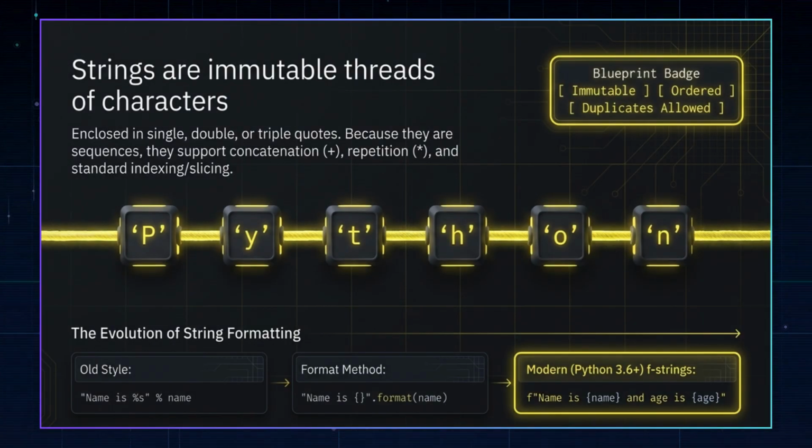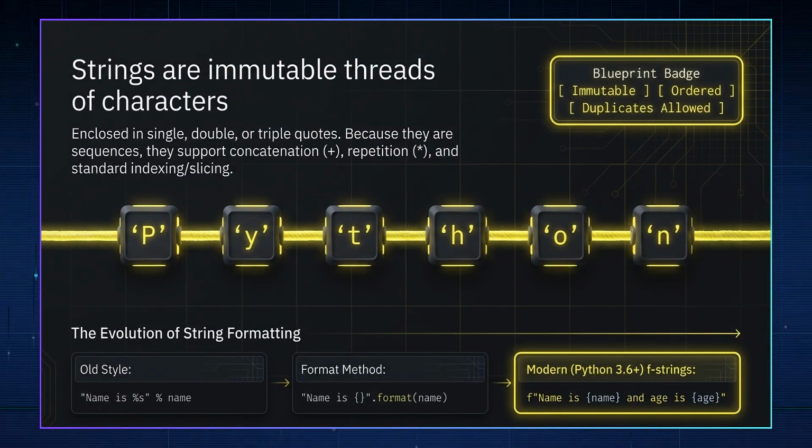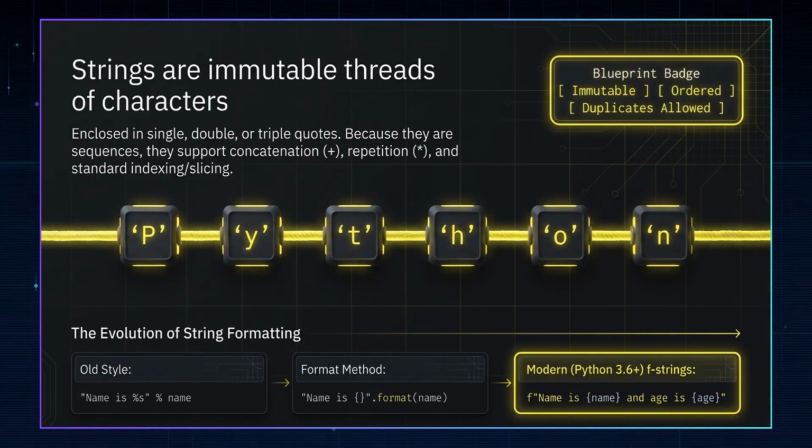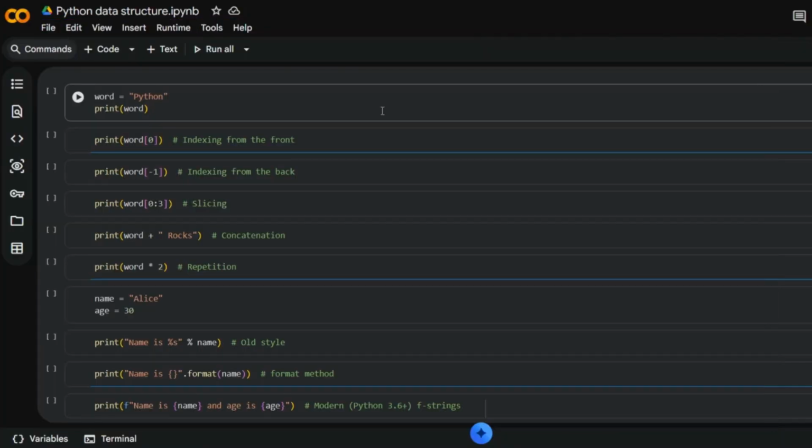Strings, immutable threads of characters. Still sequences though, so concatenation, repetition, and indexing all apply. And notice how formatting evolved. Modern Python leans hard on f-strings for clean, readable variable injection. Strings are immutable threads of characters. Let's thread together some characters.